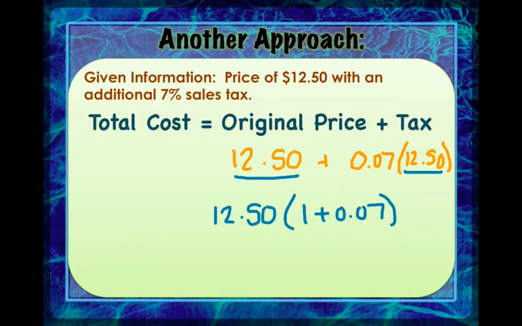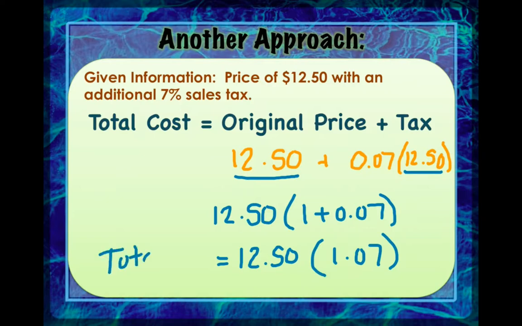The benefit of this method then is that instead of doing it in 2 steps, we can see how the $12.50 is simply being multiplied now. If we go ahead and add the 1 and the 0.07, we get 1.07. And so this calculation will give us the total cost that we saw earlier.